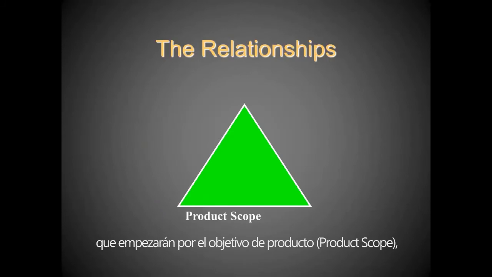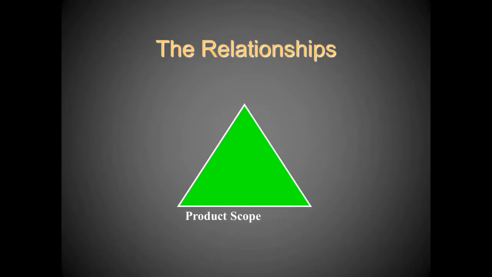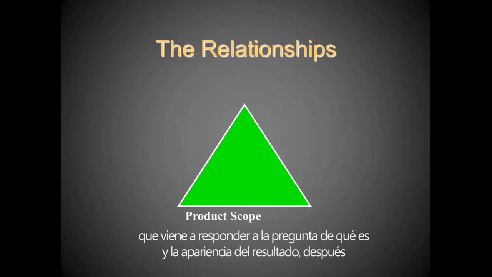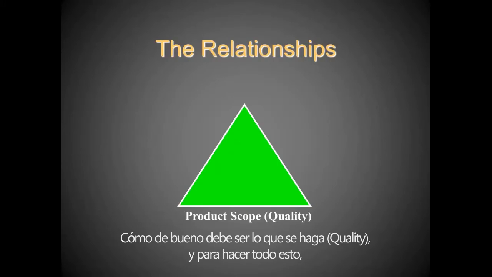First, we will start with the product scope. What is this thing? What does this project look like? What does done look like is what we will start with. Then we will say, well, how good does that have to be? So we're going to talk about, well, this is what the project looks like when it's done, and this is how good it has to be.